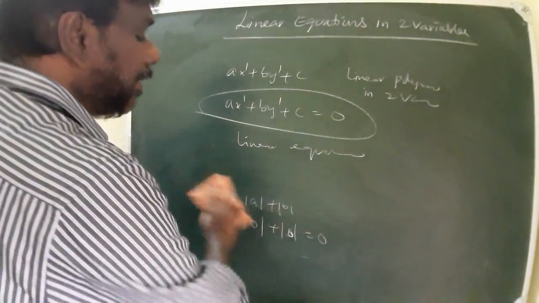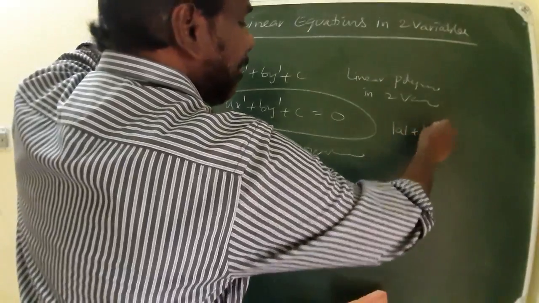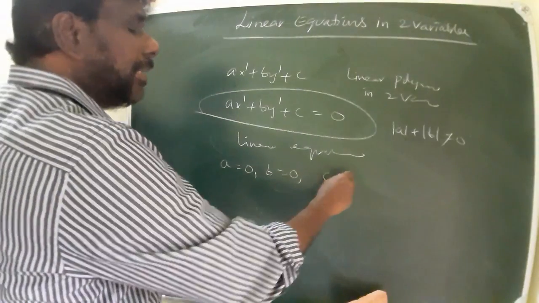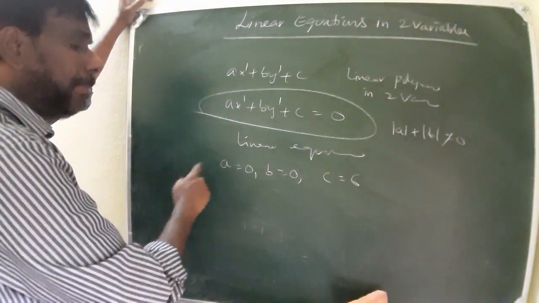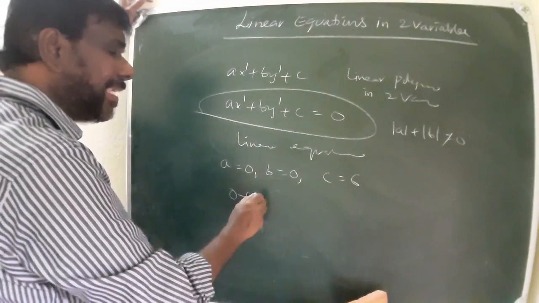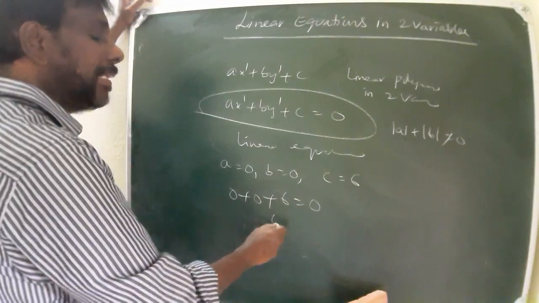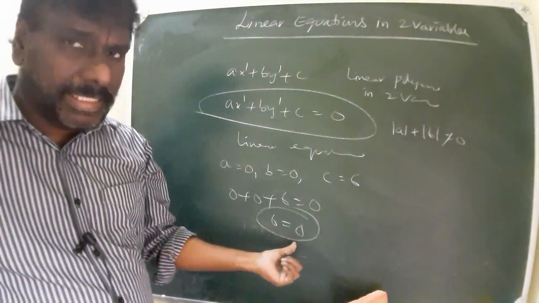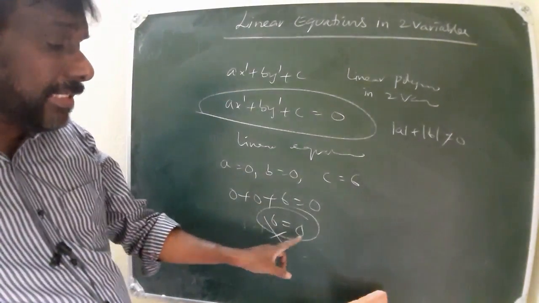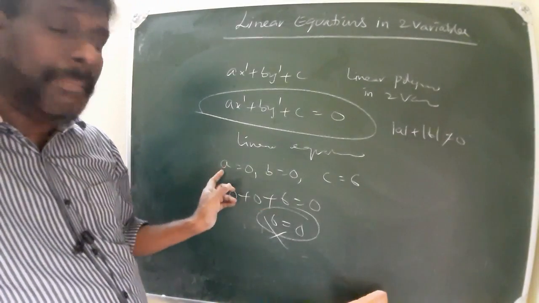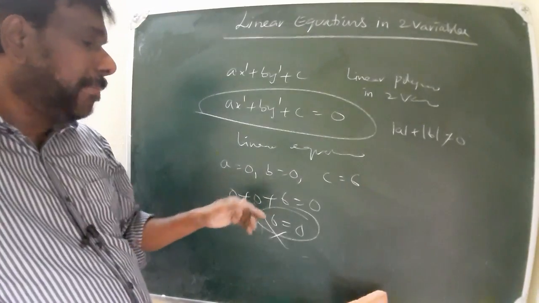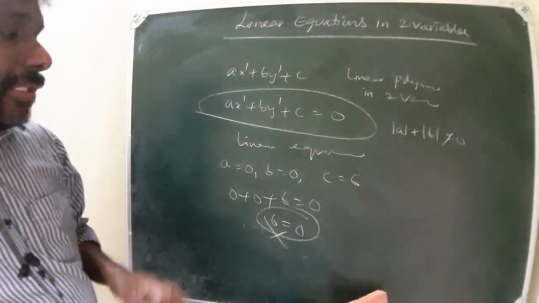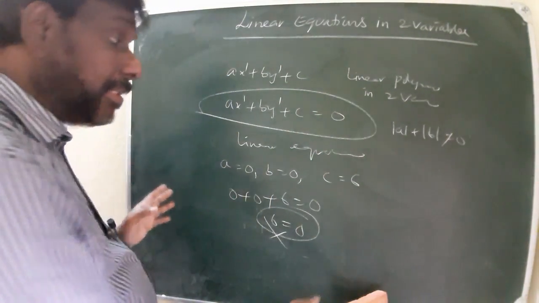So why is this condition given for a linear equation? For example, suppose this condition is not given and you take a equal to 0, b equal to 0, c equal to 6. Then what happens? 0 into x is 0, 0 into y is 0, and c equal to 6, so 6 equal to 0. You will get this, but it is not an equation. 6 equal to 0, is it an equation? No. So why are we getting 6 equal to 0? Because a and b are the coefficients. At a time a and b are taken as zeros, you get this, and it won't be a linear equation.